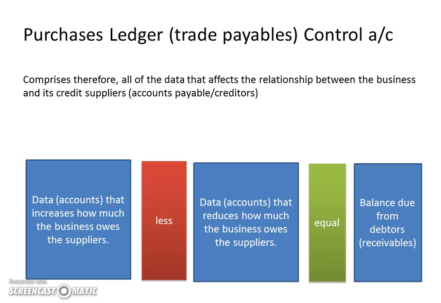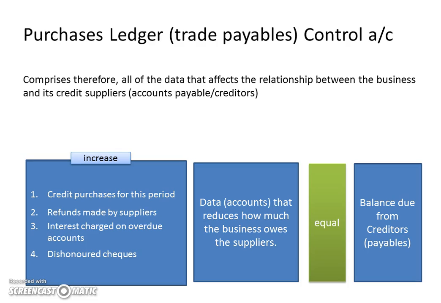Alright, so let's quickly look at it from the purchases angle. So again, we have the data that increases the amount the business owes the suppliers, minus the amount that reduces how much the business owes the suppliers, will give us the amount due, obviously not the debtors or receivables, the amount due to the creditors or payables. So what then increases the balance? We have credit purchases.